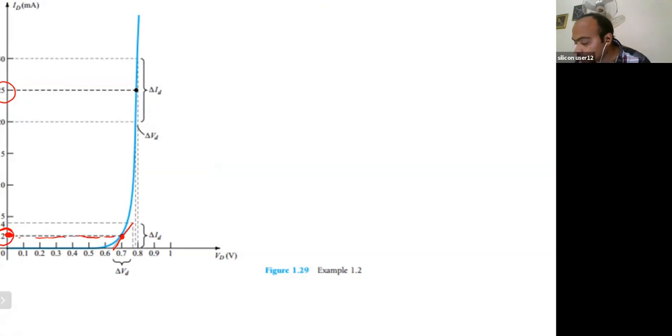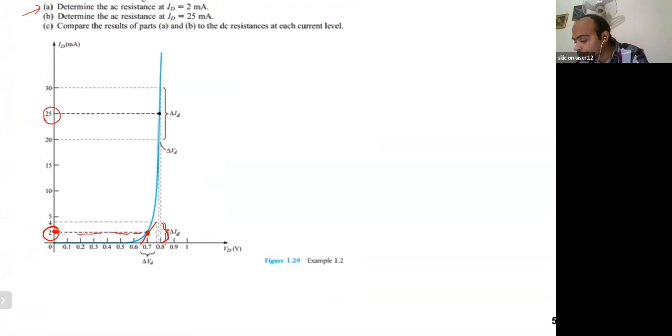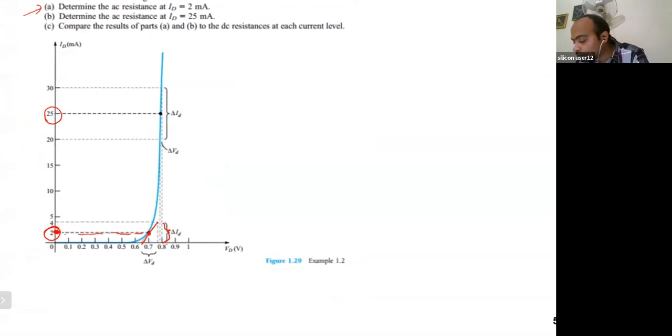So delta VD, suppose, you can take anything. If I'm taking the delta ID from this point to this point, you are taking this line. Here, how much is it? It is 4, and below is the 0 line. So you will calculate from the graph how much is delta ID, and how much is delta VD. That will be divided, and that result will give you the AC resistance at this point.